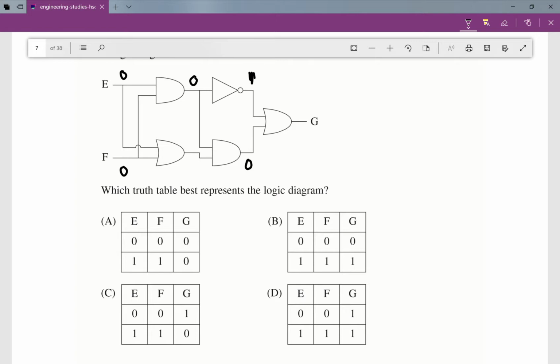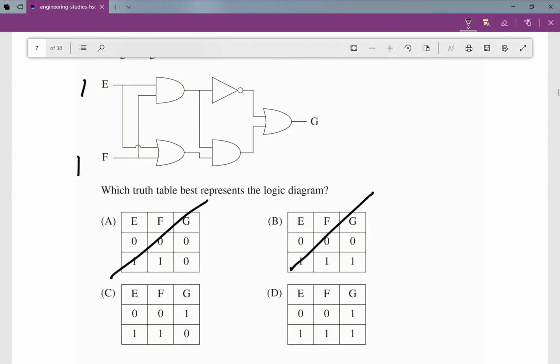So any with 0, 0 that don't have G as 1 are going to be wrong. So we can go A is wrong and we can go B is wrong. Now we're down to C and D as being the possibilities. Okay, so let's look at our 1, 1 state, because our 1, 1 state is going to tell us what the answer is. So let's get rid of these in case they confuse us a little bit. Let's go to 1, 1.